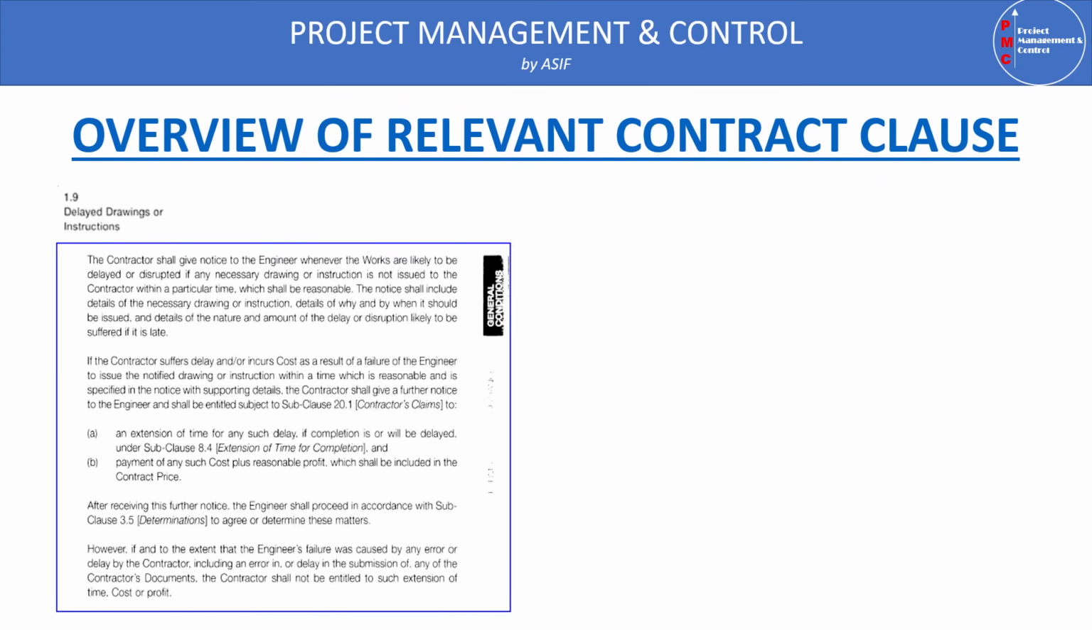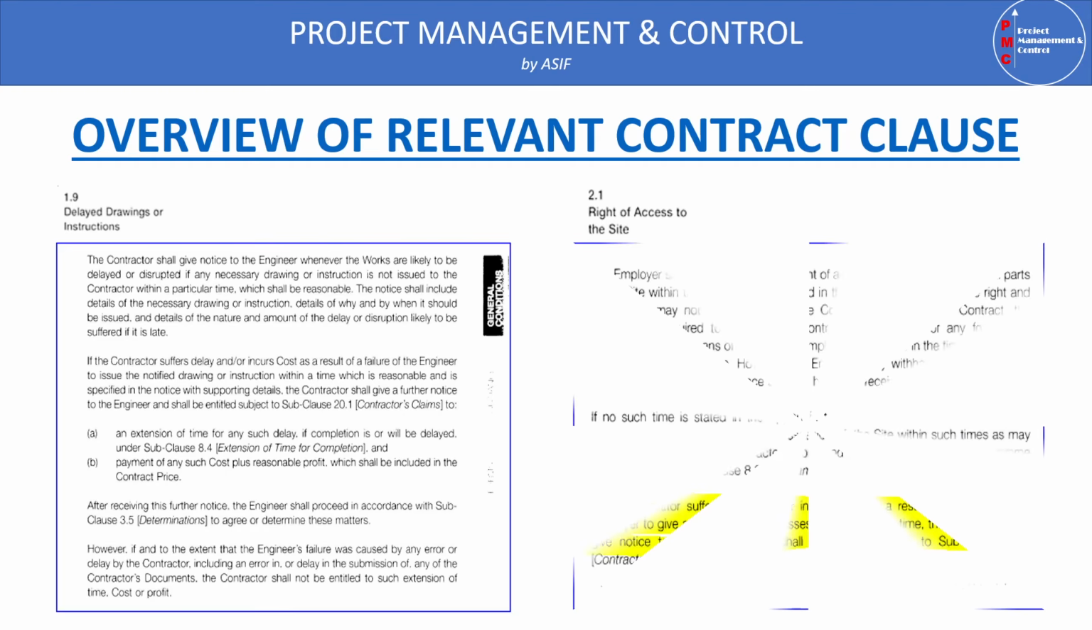The first is subclause 1.9, which is related to delayed drawing or instruction. This clause states that the contractor shall give notice to the engineer whenever the work is likely to be delayed or disrupted if any necessary drawing or instruction is not issued to the contractor within a particular time. The particular time means that the drawing or instruction is to be issued between the early start and late finish. If it is issued after late finish, the contractor shall give notice to the engineer of the possible or expected delays.